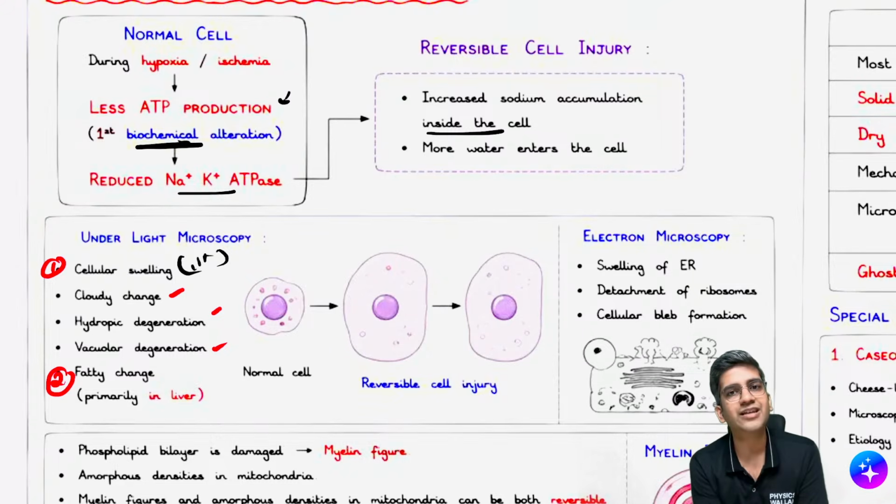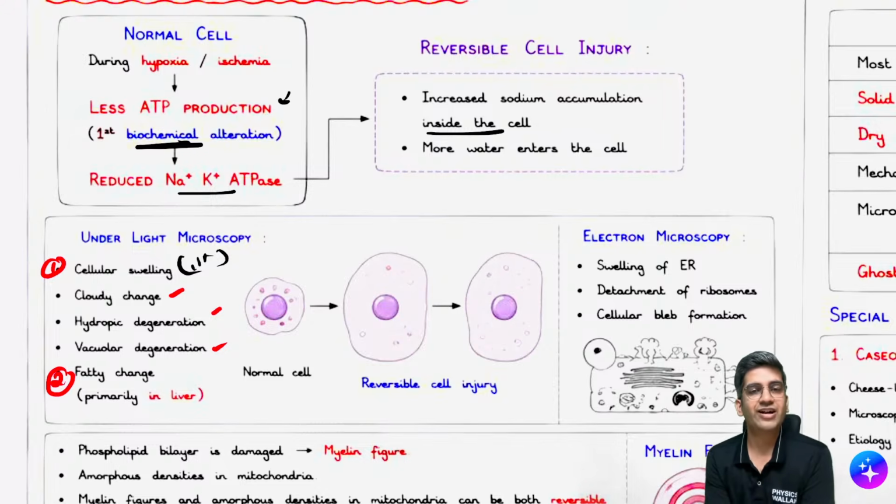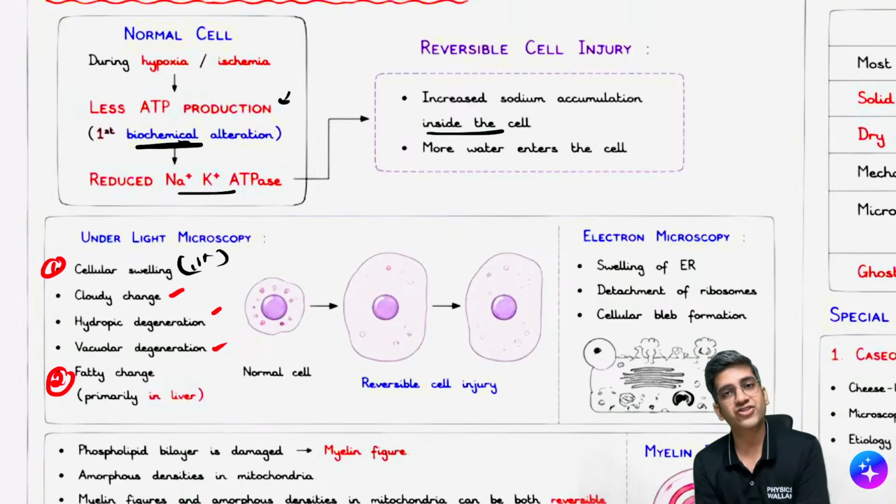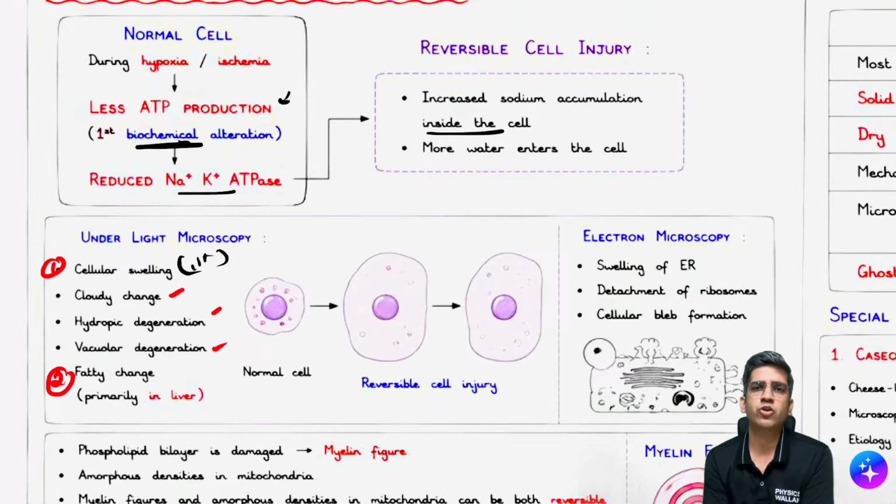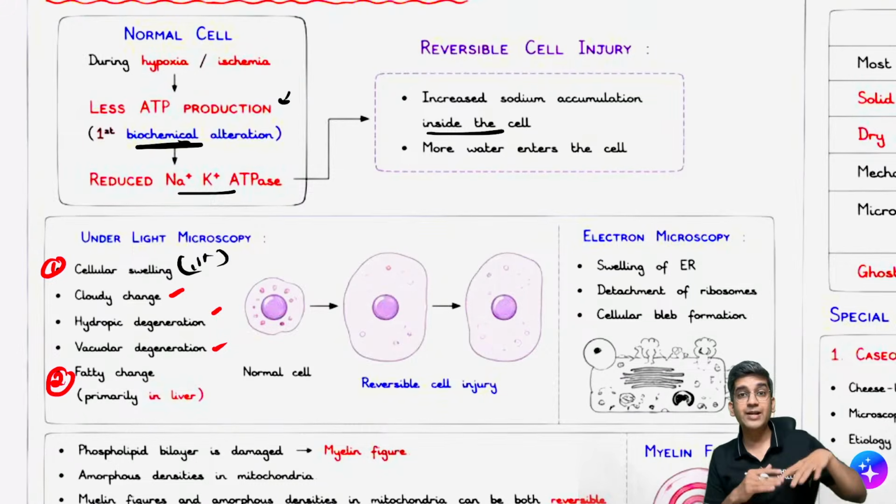Fatty change is not seen in every organ. Fatty change is very common in liver, because the function of liver is to metabolize fat. The moment liver gets damaged, the metabolism of the fat will not happen properly. It starts accumulating fat and has fatty change. So these are light microscopic changes.